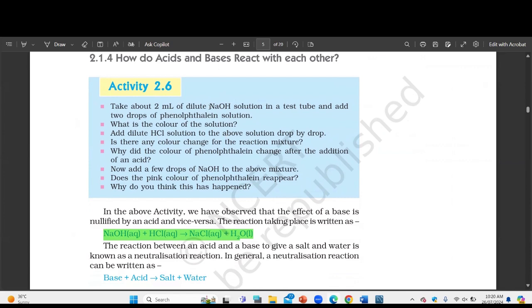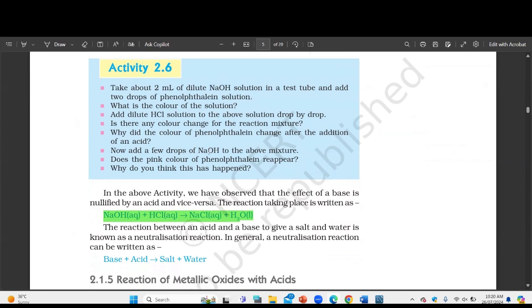And then to this NaOH solution, we're going to add HCl solution. The thing that we're trying to do here is notice any color change for the reaction mixture. So I want you to answer this question: once the neutralization reaction happens, what is the color change? Since we added phenolphthalein to the NaOH solution, it was pink initially. And after we add HCl solution, there is a neutralization reaction happening. I want you to answer what kind of color change you could expect.